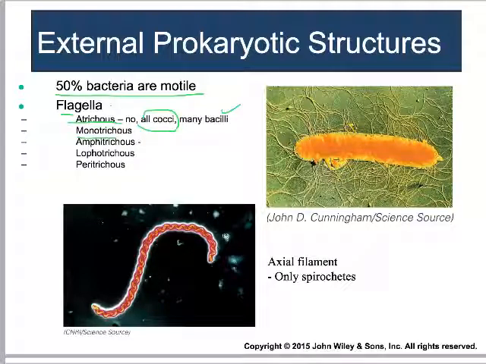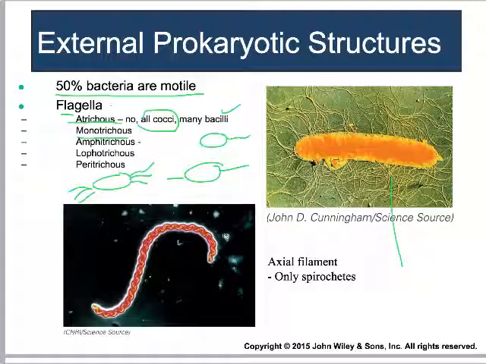Okay, so monotrichous means they have one at the end. Amphitrichous means they have them at both ends. Lophotrichous means they have more than one on each end. And then peritrichous means they're covered in them.